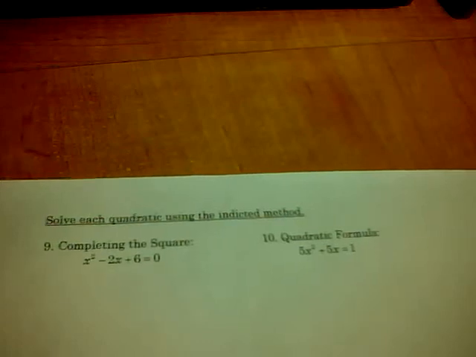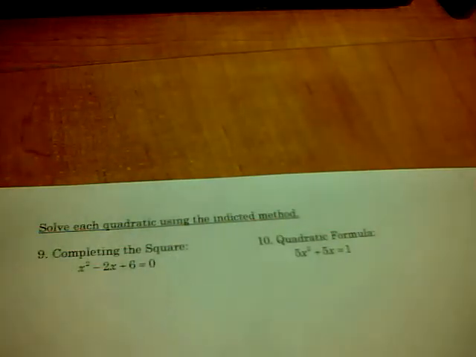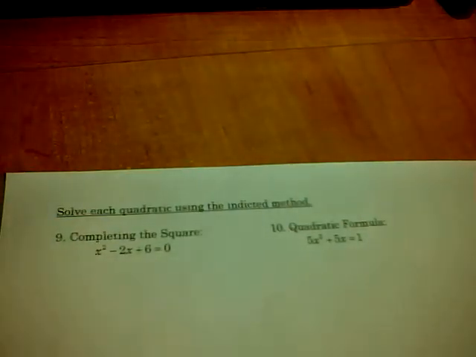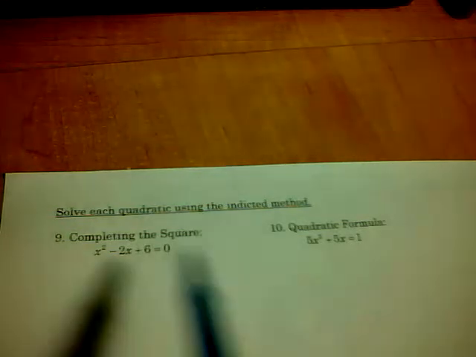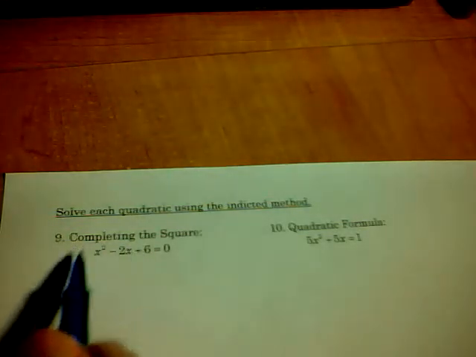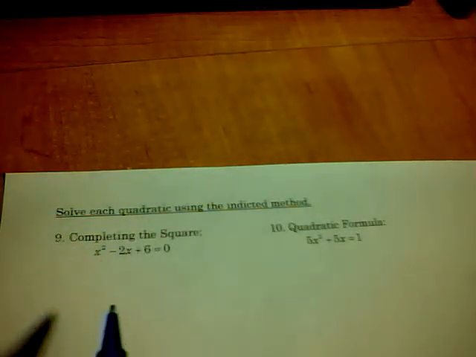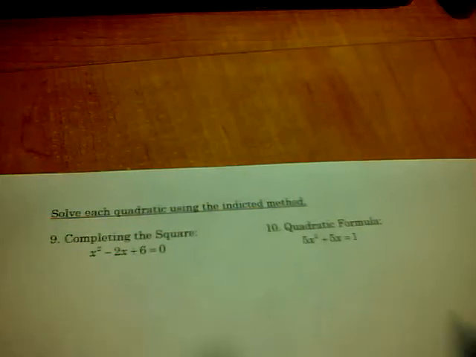Okay, on the second page here, number 9, we're going to give you a pretty simple completing the square question to solve. Completing the square is a process where we try to make the trinomial into a binomial times itself, or a perfect square.